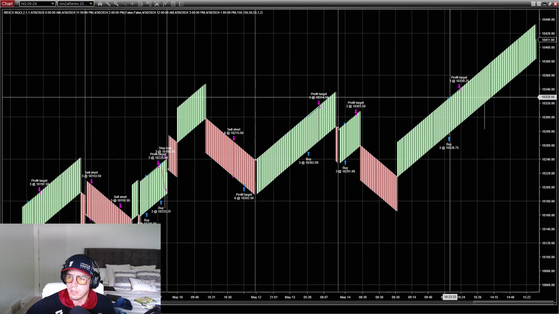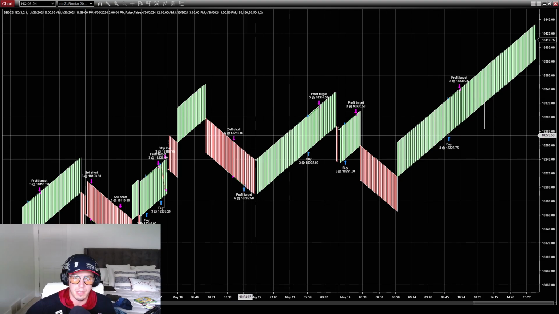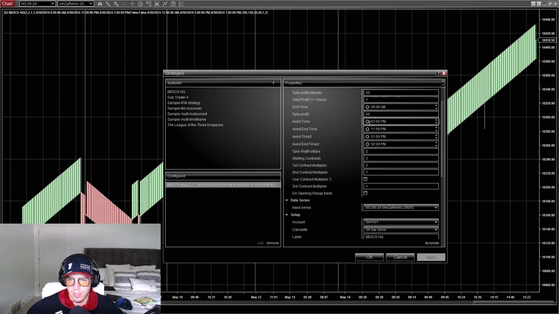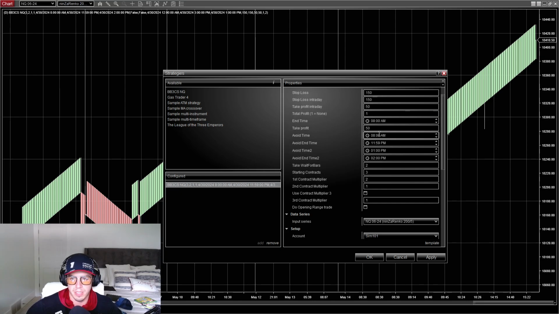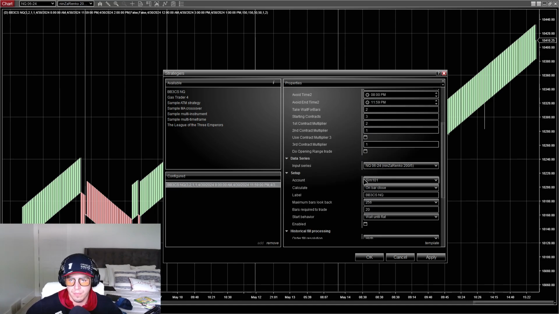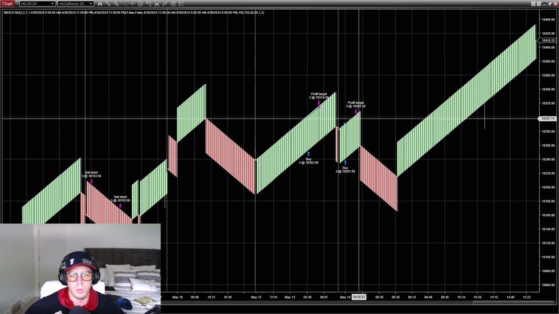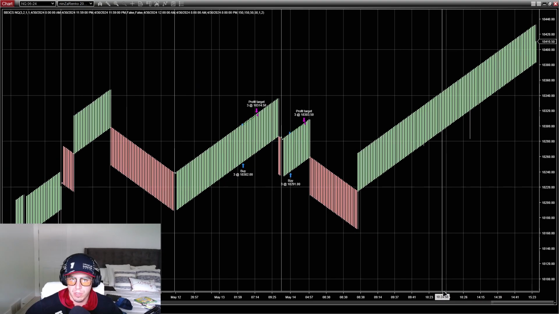Actually, I need to tune these settings a little bit, I think. So we need to change this really quick. We need to put the avoid time here. We'll put from 8 a.m. to 11:59 p.m., just so there's no glitches. Okay, and we'll put the same thing for the avoid 2. That way it avoids everything. So there we go. This is what it should look like now.